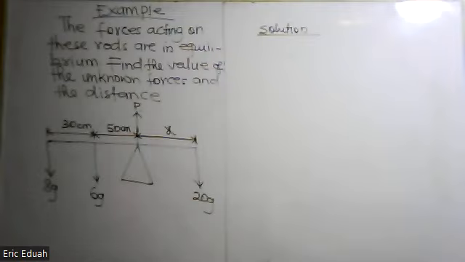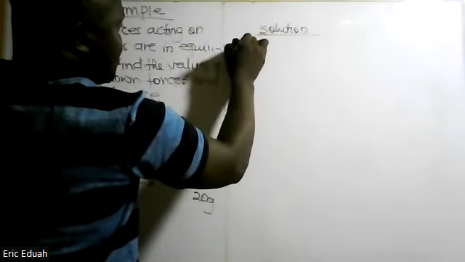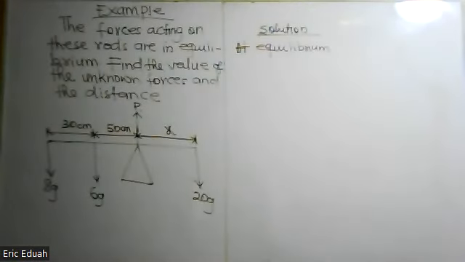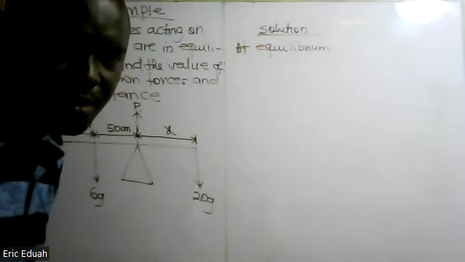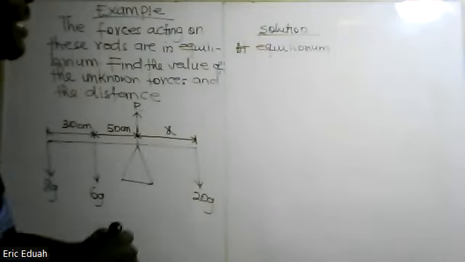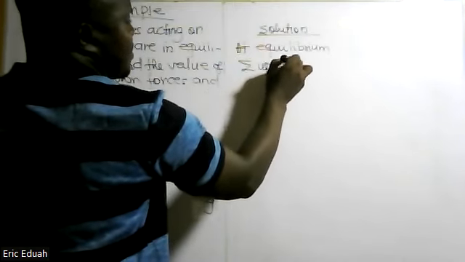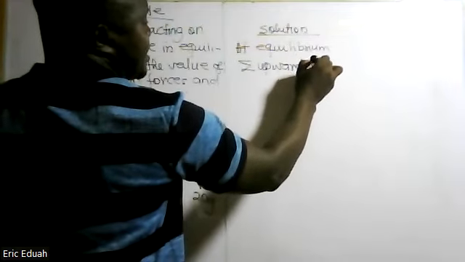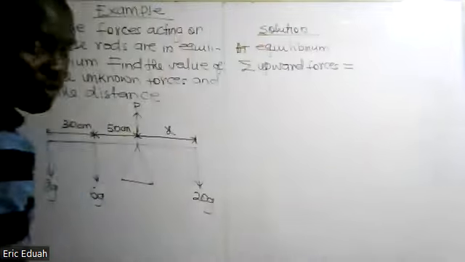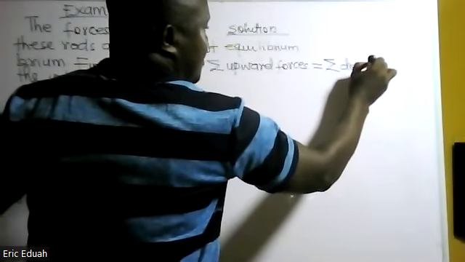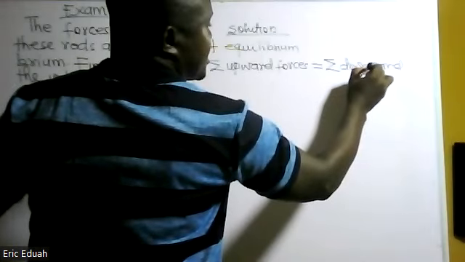Okay, so the first principle says that at equilibrium, the sum of upward forces must be equal to the sum of downward forces.